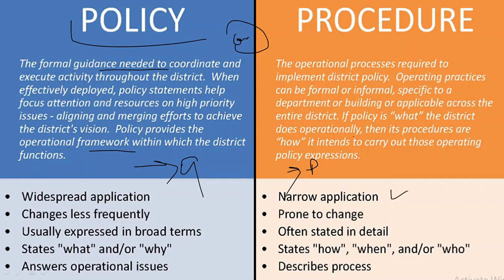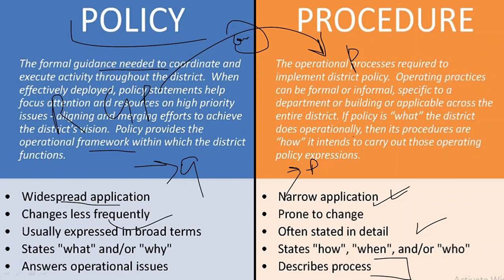So procedure has narrow application, it is prone to change, it is often stated in detail, how, when, who, and it describes a process to do things. And policy has widespread application, it changes less frequently, as we discussed earlier. Here it is expressed in broader terms. So policy is the rules, the guidelines, the principles that are established, and how do we implement them? That is by the procedure, the process by which we will implement those policies. So that is the difference between a policy and procedure.